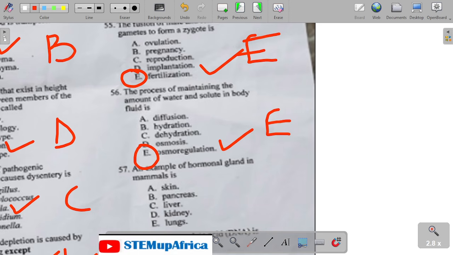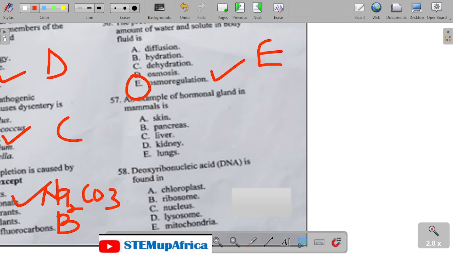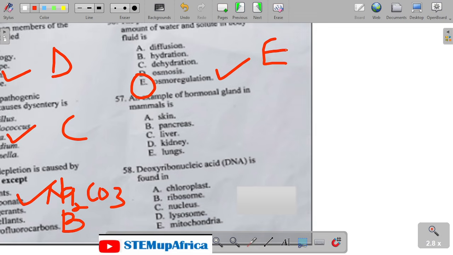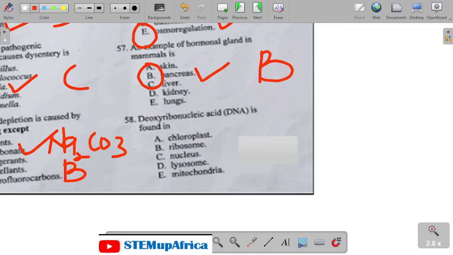Number 57, I mean. It's an example of a hormonal gland in mammals. Hormonal glands in mammals is not the skin. The skin is not a hormone. Liver is not. Kidney is not. It's the pancreas, which is option B. It is the pancreas. So let's look at question 58. Question 58 says the deoxyribonucleic acid, DNA, is found in which part of the body? It's found in the nucleus. DNA is located in the nucleus, which is option C.